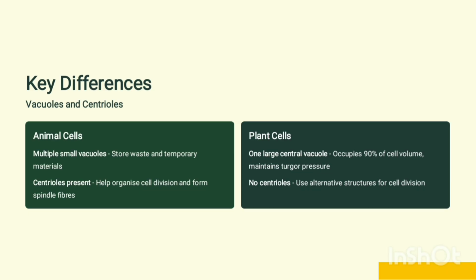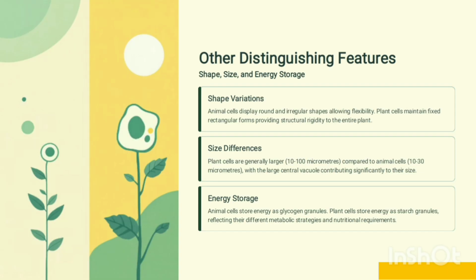Other distinguishing features: shape, size, and energy storage. Shape variations. Animal cells display round and irregular shapes, allowing flexibility. Plant cells maintain fixed rectangular forms, providing structural rigidity to the entire plant. Size differences. Plant cells are generally larger, 10-100 micrometers, compared to animal cells, 10-30 micrometers, with the large central vacuole contributing significantly to their size. Energy storage. Animal cells store energy as glycogen granules. Plant cells store energy as starch granules, reflecting their different metabolic strategies and nutritional requirements.